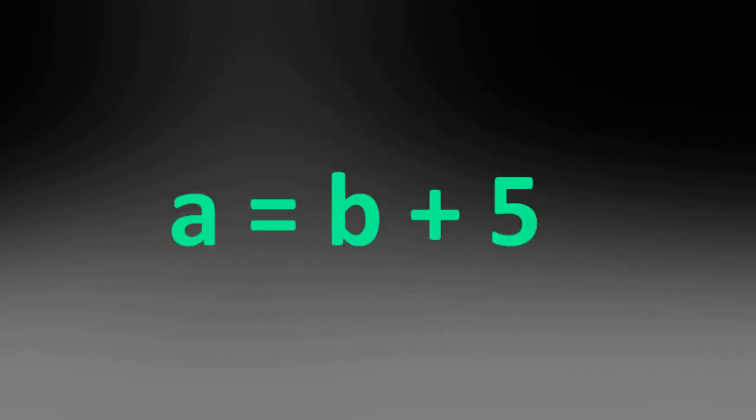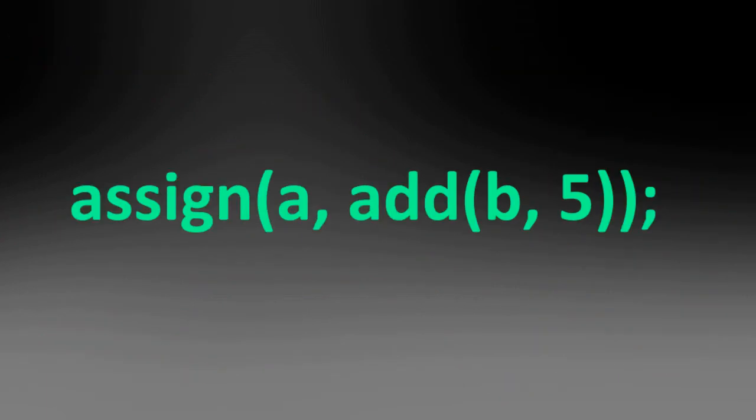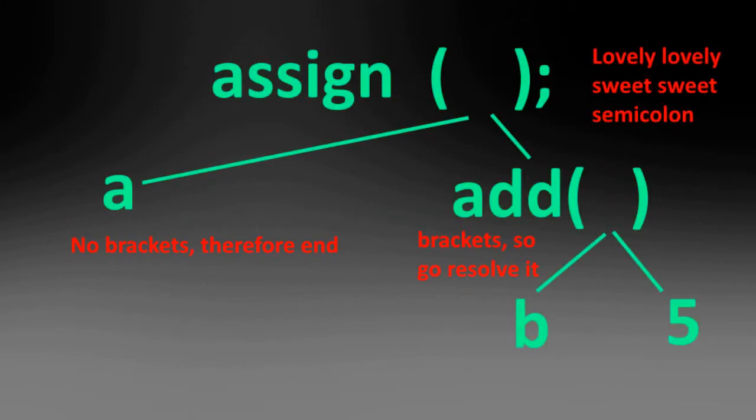A equals B plus 5. Look at this, you have to find variables, operators, what's a user function, define, what's an inbuilt variable. Where's the end of the line? No, not simple at all. Assign A, add B 5. So easy. Look how quick you can split it up. May not be as easy to read at a glance, but like, wizards and quests, who cares?